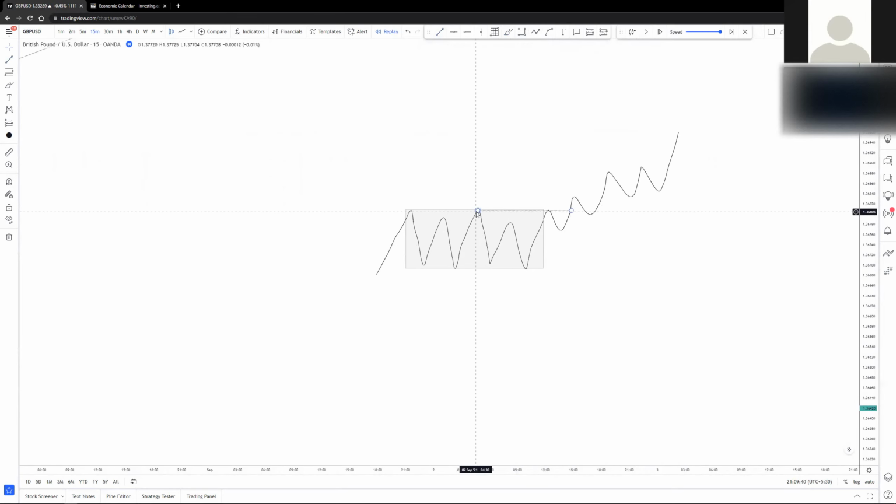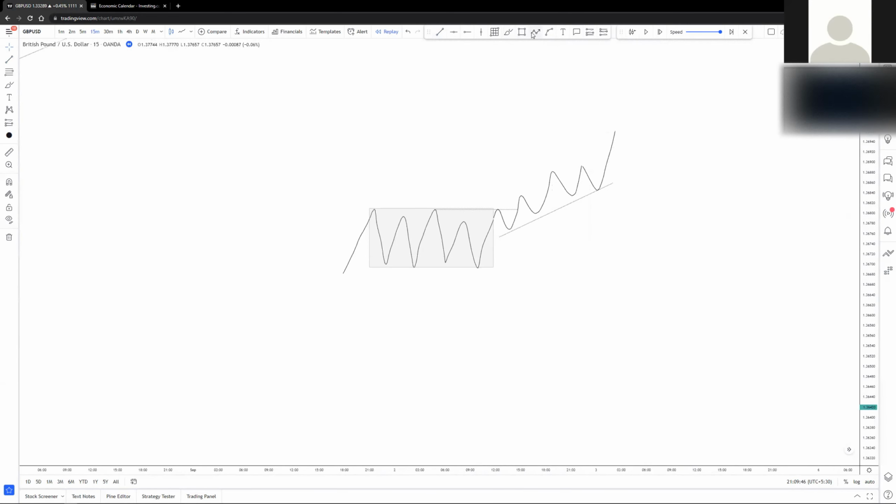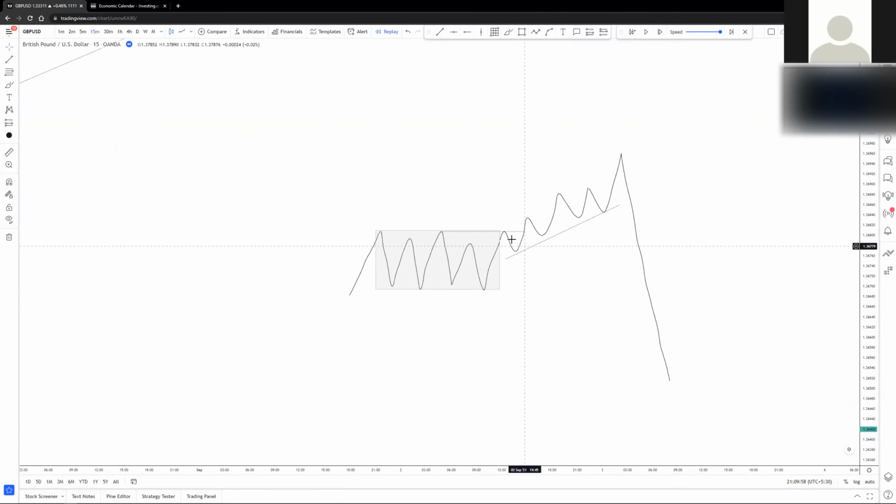Inducements, inducing buyers into the market. These fake trend lines and all of that stuff are forming. But what happens with London Open? They will reverse. So everyone that wanted to buy here will get taken out. This is what ICT calls accumulation, manipulation, and distribution, AMD. So yeah, this is what happens.